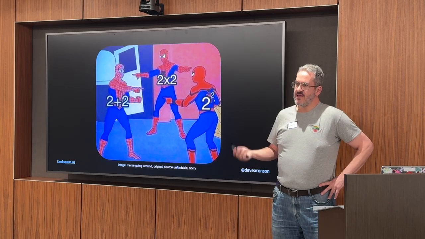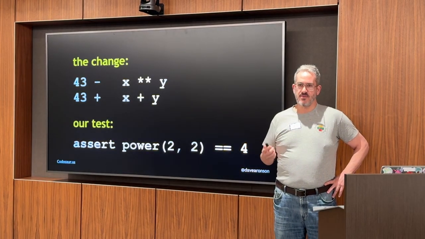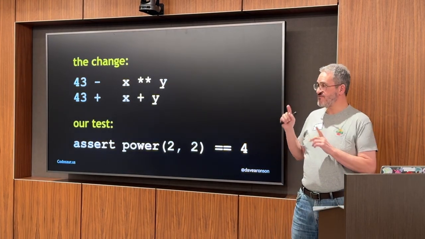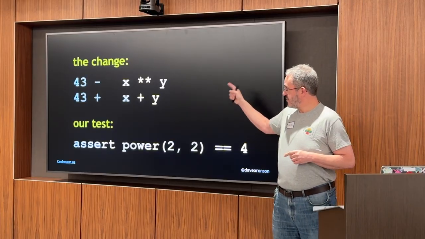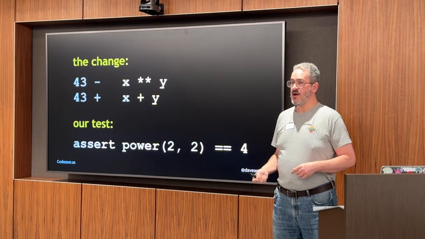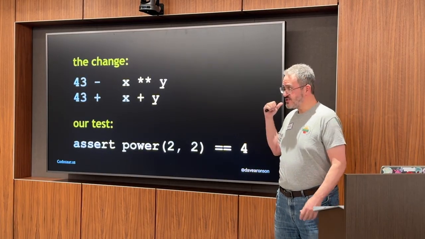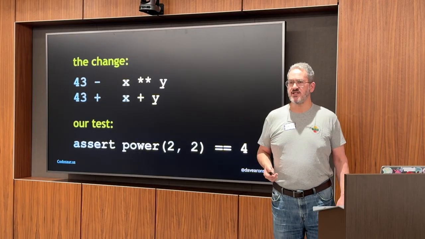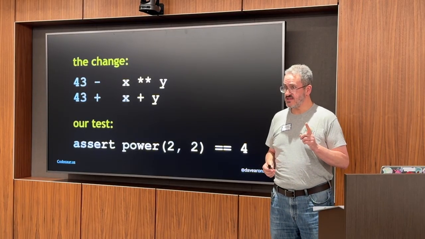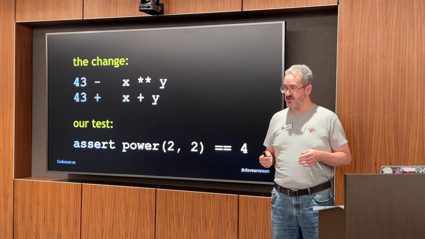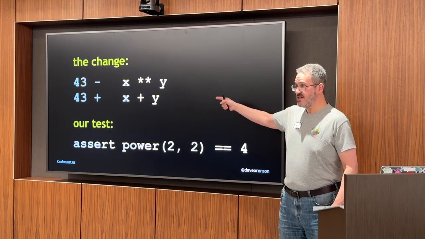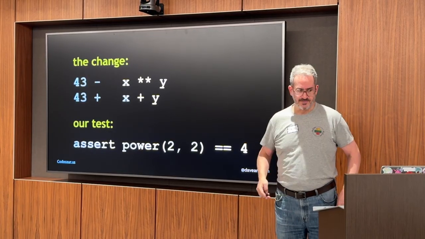So how can we kill this mutant? In other words, make at least one test fail when run with the mutant code that would pass when run with the original code. What we need to do is make at least one test use inputs such that x plus y is different from x to the y.